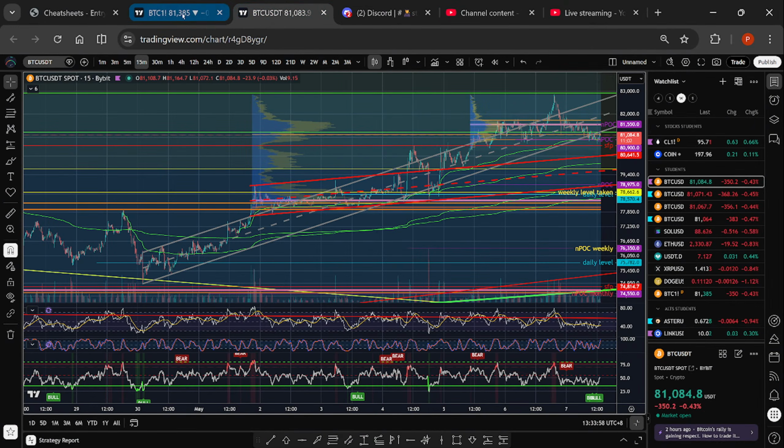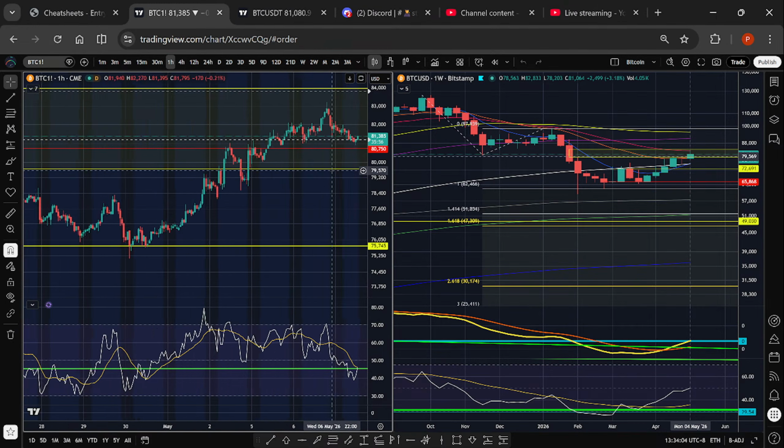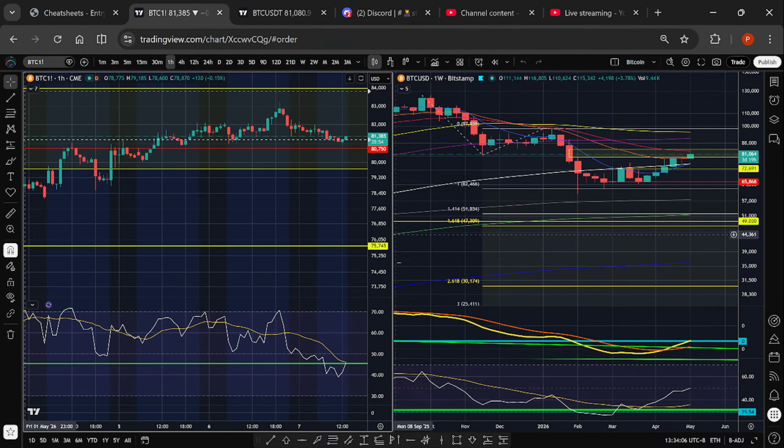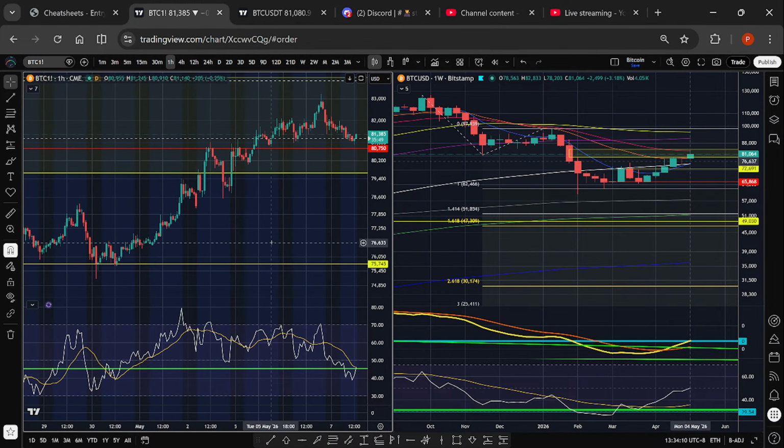Let's have a look at some charts. So we'll start with the CME. Okay, we'll have a look. There's no gaps that we know of. We know it's come up inside this gap, but it hasn't quite filled it.